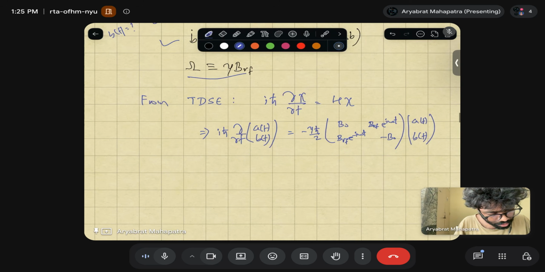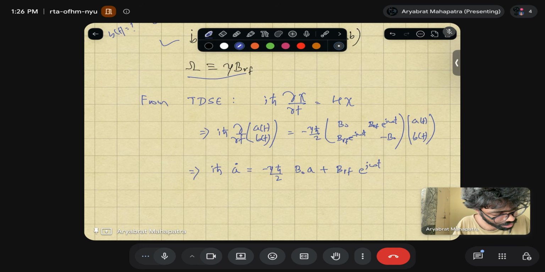Yeah, then if you take the derivative, it's simply going to give you iħ ȧ equals minus γħ/2 times, sorry, it is B0 a plus B_rf e^{iωt} b.